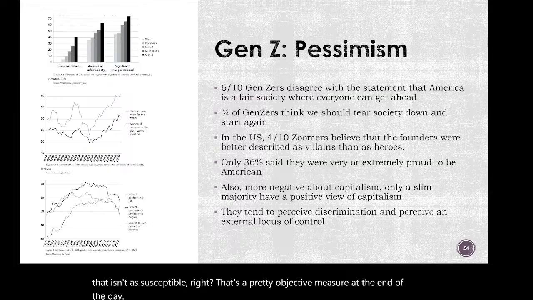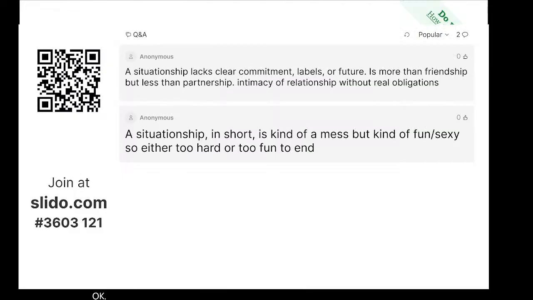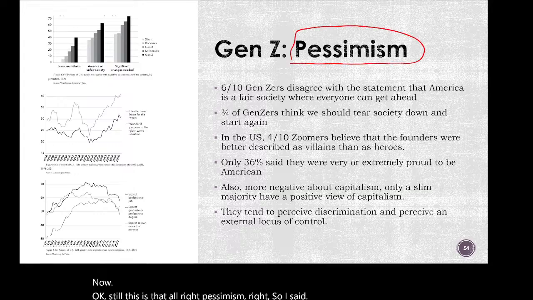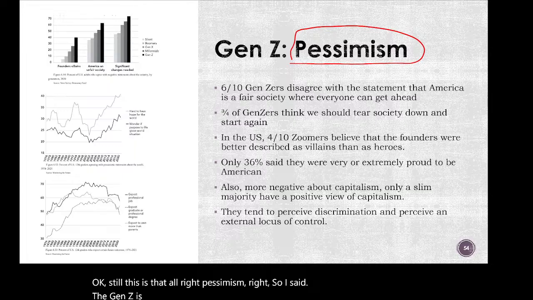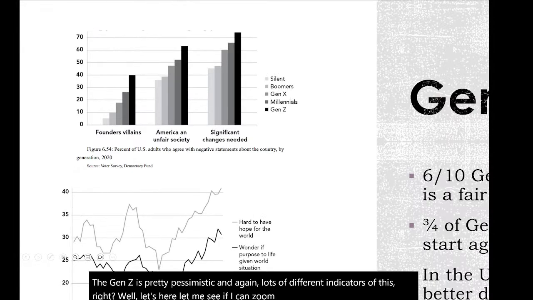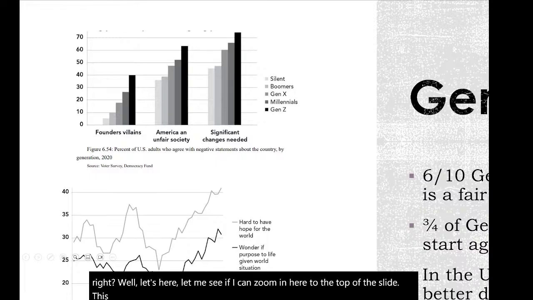Okay. Now, pessimism, right? So I said Gen Z is pretty pessimistic. And again, lots of different indicators of this, right? Well, let me see if I can zoom in here to the top of the slide. So this comes from a voter survey from the Democracy Fund. I forgot I can't write on these when I have them zoomed in, right? But what do we see?